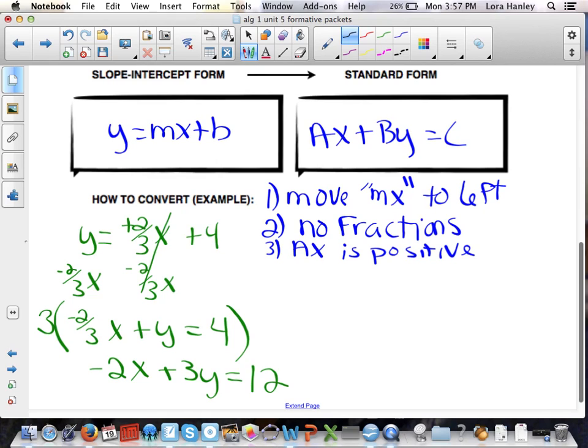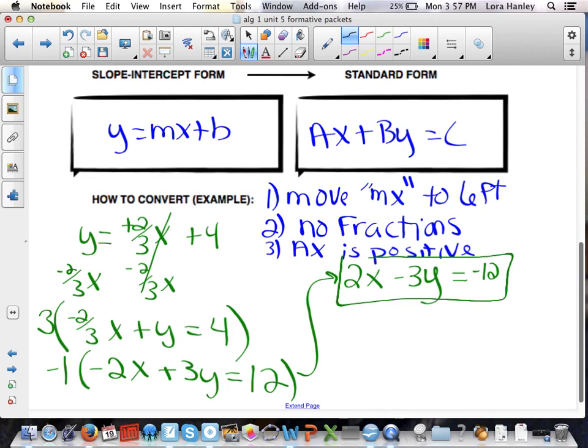Lastly, ax can't be negative, it has to be positive. So we're going to multiply all the way through by a negative 1 to fix any sign issues. And that will leave me with 2x minus 3y is equal to negative 12.